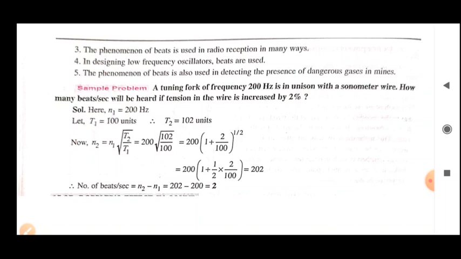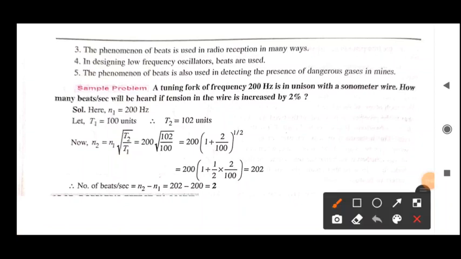A tuning fork of frequency 200 Hz is in unison with a sonometer wire. How many beats per second will be heard if the tension in the wire is increased by 2%? So what is given in our question? First, N1 is given. N1 is the frequency of the tuning fork. Now the tension T1 is given as 100 units, and T2 will be 102 units.